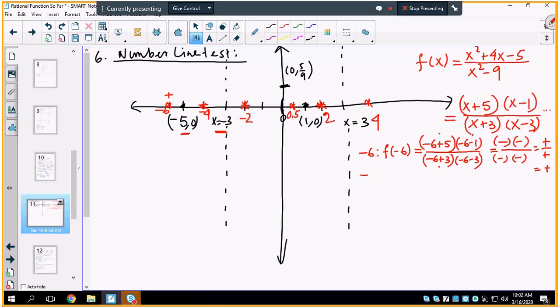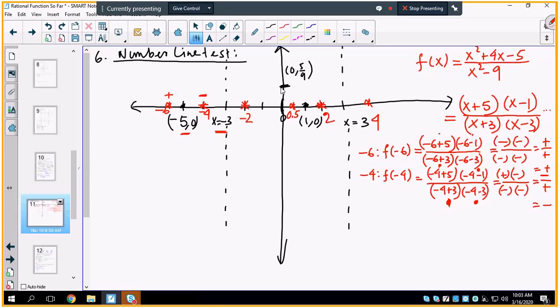Now I do the same work, but this time I do it for -4. So I'm finding f of -4. (-4 plus 5)(-4 minus 1) over (-4 plus 3)(-4 minus 3). So I get this is positive, this one is negative, over this one is negative, this one is also negative. So see, on the top you have a minus now, but the bottom is plus. So the total sign is a minus, which means I'm negative here.